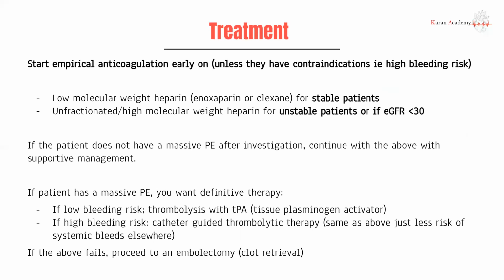The next question, if they have a massive PE, is ask yourself, what is their bleeding risk? If low risk, thrombolysis or through tissue plasminogen activator. If they have a high bleeding risk, we don't want to thrombolyse them because they will have a bleed. So we use a catheter-guided thrombolytic therapy. Why do we do that? Because if they have a high bleeding risk, we want to make sure that we're only giving the thrombolysis therapy specifically in the lungs where the clot is and not everywhere that can lead to systemic bleeding issues. If the above fails, you then proceed to a clot retrieval or embolectomy.